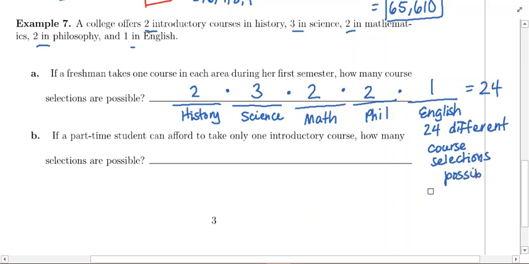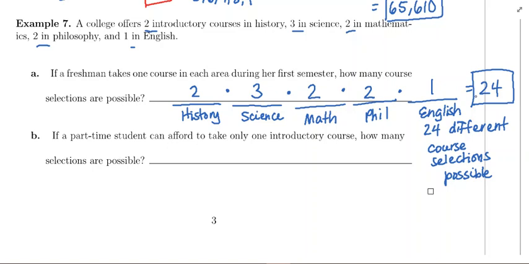All right, so let's take a look at part B. Part B says we've got a part-time student now, and that part-time student can afford to take only 1 introductory course. How many selections are possible? So you've got this person, they can only afford to take 1 course. And we don't know which one. We don't know if it's going to be a history course, a science course, a math course, a philosophy course, or an English course. They can only choose 1 course.